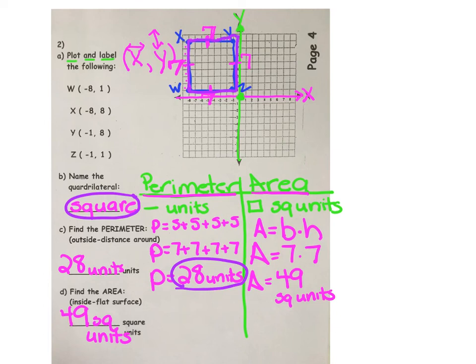And finally, when it comes to the area, we're talking about the amount of squares found inside the figure. It takes 49 square units to cover the flat surface inside this square. Your area is 49 square units. We take 7 blocks times 7 rows of those blocks to figure out how many square units it takes to cover this flat surface. This concludes page 4.